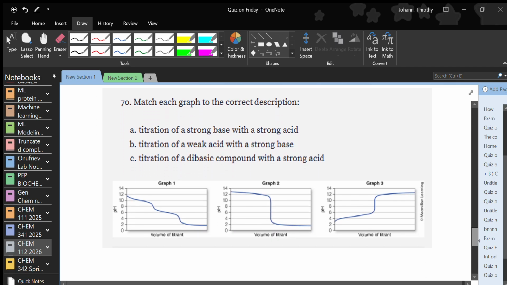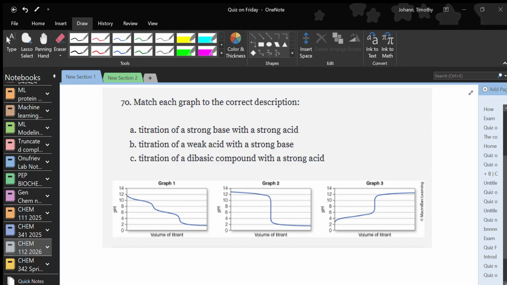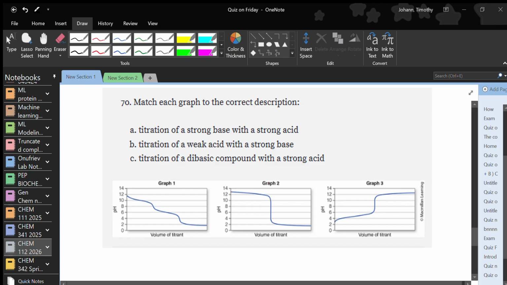Alrighty. Let's try this problem. Match each graph to the correct description. So we've got the titration of a strong base with a strong acid. We've got the titration of a weak acid with a strong base, and then we have the titration of a dibasic compound with a strong acid. So when I look at this, graph 1 has two equivalence points, right? We got a steep thing here, and we've got a steep thing here, and what that tells me is that this one is C. Okay.